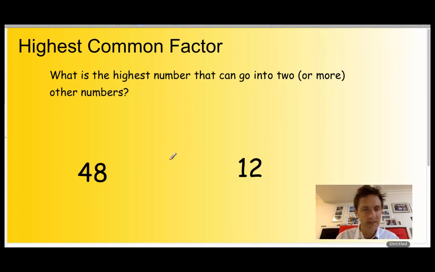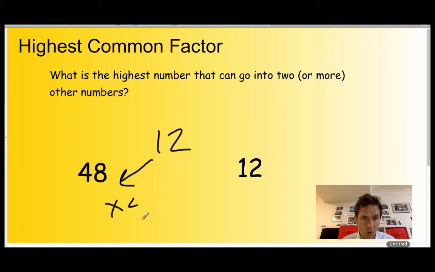Okay, I hope you paused me because I'm back. What is the biggest number that can go into 48 that can also go into 12? I hope you worked out that it was actually 12. 12 goes into 48 four times, and 12 goes into 12, obviously, once. But that's a bit easy. Let's make it a bit harder.